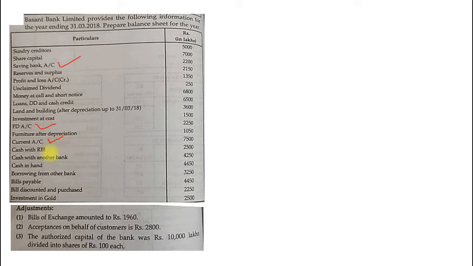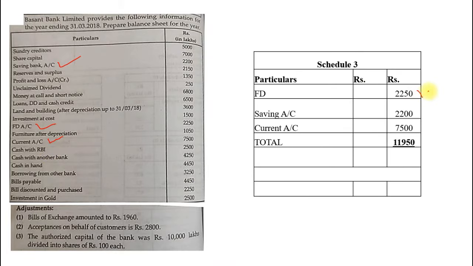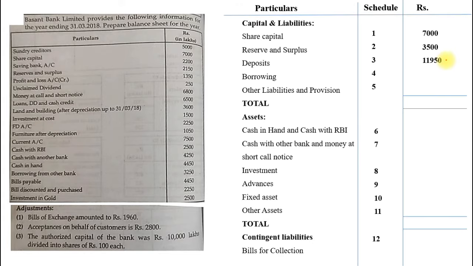Yes. So these are the three accounts which are usually maintained by the bank for the client. So any customers who have deposited money into the bank, that becomes the liability of the bank and they come under deposits. So we have fixed deposit 2250, saving account and current account. Total comes to 11950. That is the total of the third schedule. So in the third schedule, we will write 11950.